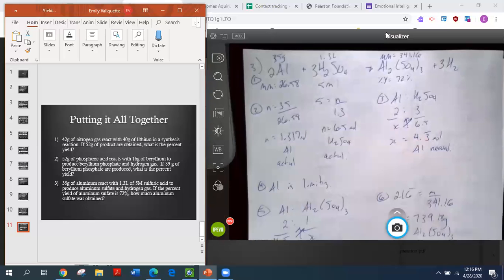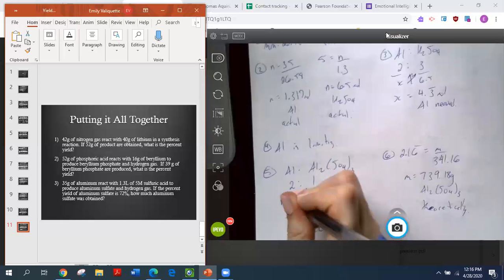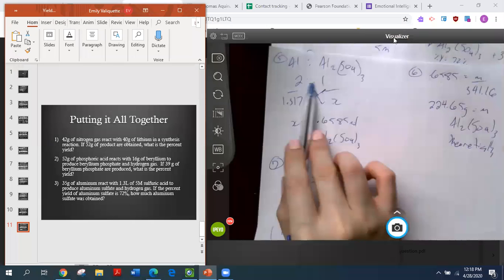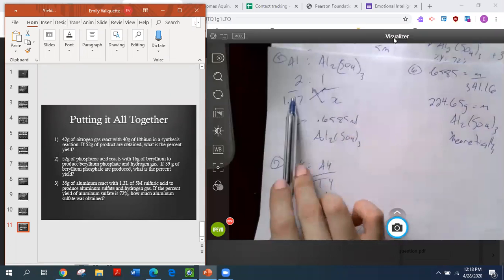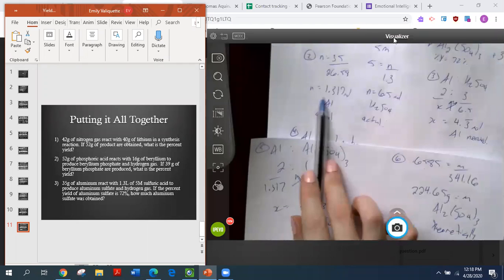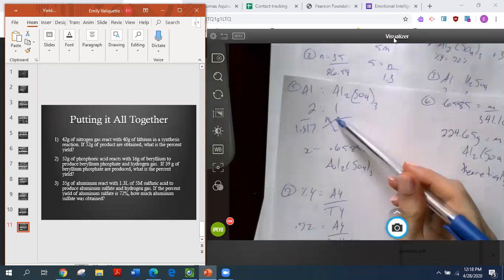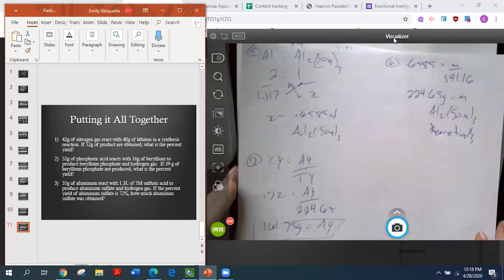I then set up a mole ratio between my limiting reagent and my product, which is a 2:1 ratio. And I plugged in the wrong number here. Okay, let me fix that. Okay, sorry, fixed it. So set up a mole ratio between your limiting reagent and your product, which is a 2:1 ratio. We plug in the actual moles of our limiting reagent, cross multiply and divide, and you should get 0.6585 moles of our product.